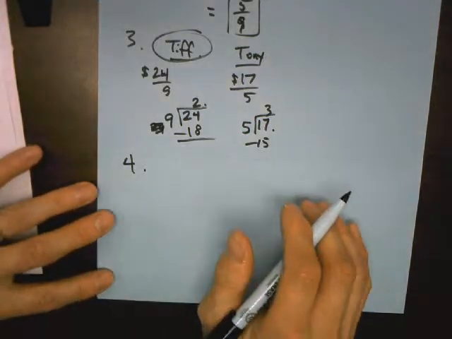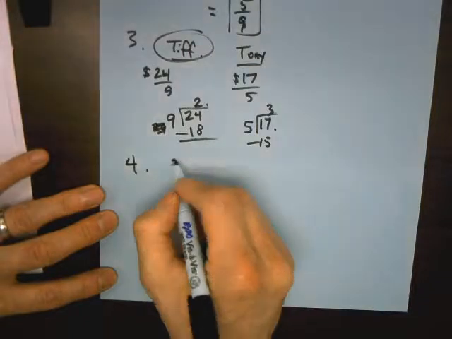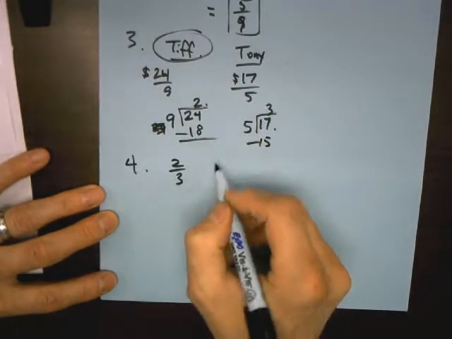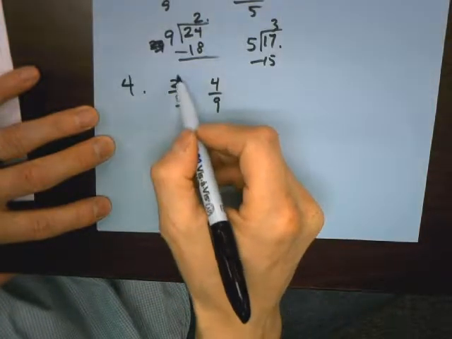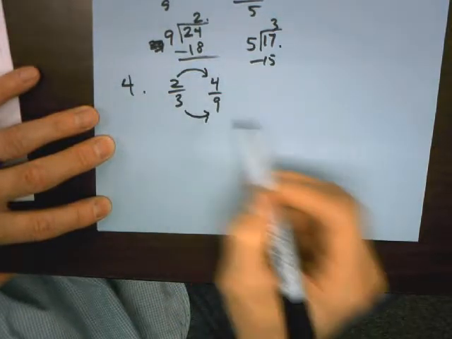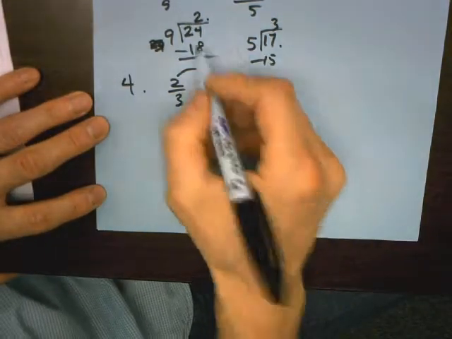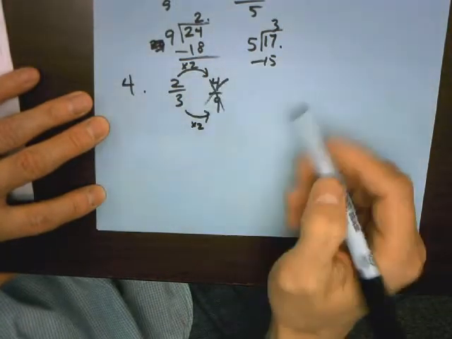Alright, so number 4 says, which of the following ratios forms a proportion with 2/3? So we're going to test one. First one is 4/9. If this is proportional, then what's true is cross products will be the same. Also what's true is if I multiply this by 2, I got to multiply this by 2 also. That's also true for proportions. So since I multiply this by 2 to get that, I don't multiply this by 2 to get 9, so that doesn't work. So A doesn't work.